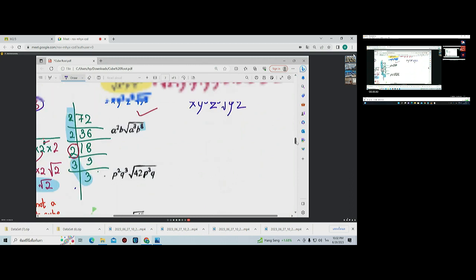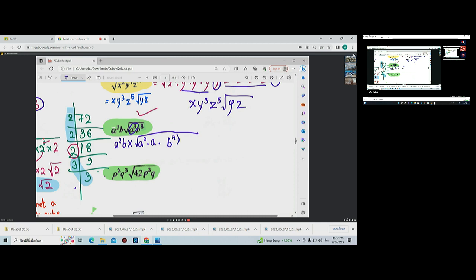Okay, last 2 questions, this and this. Try. So this one is a square b times, now a cube, a square times a, right? Yes? b power 8, power 4 square. If it is an even number, easy. Yes?